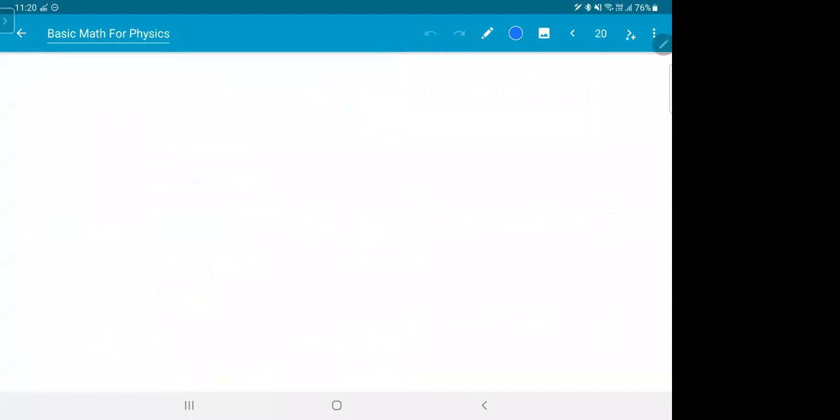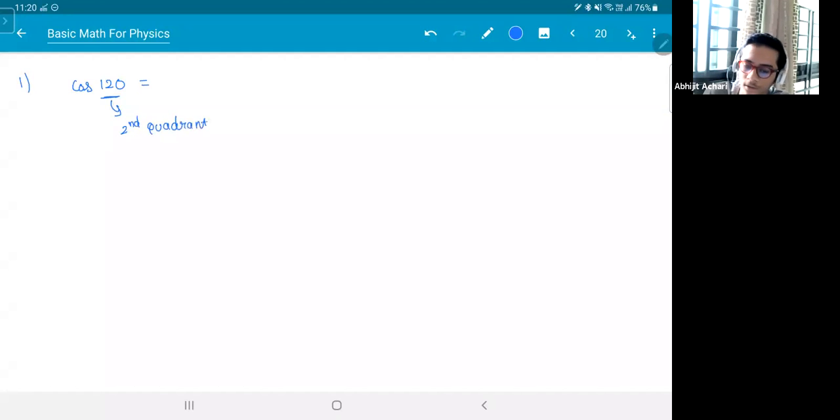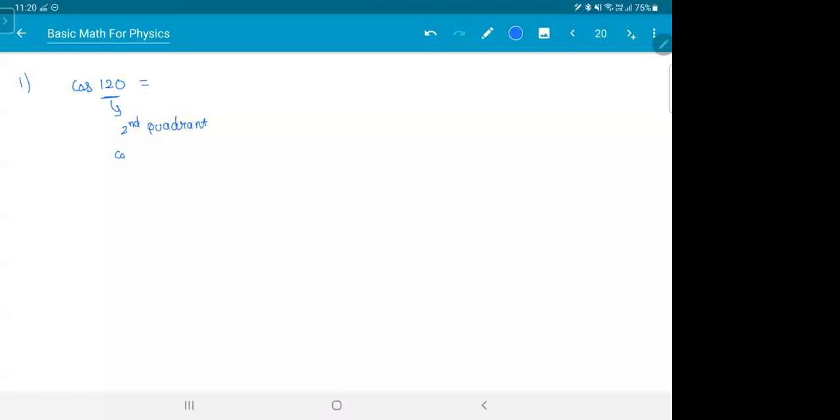Let's see the next one. Now you guys try. Cos 120, let's do it together. I know everyone knows the answer because we memorized the table, but let's see this method. Cos 120, which quadrant? Second quadrant. In the second quadrant cos is negative, because only sine is positive. Great. Now you can write cos 120 as cos 180 minus 60, or you can write it as cos 90 plus 30.